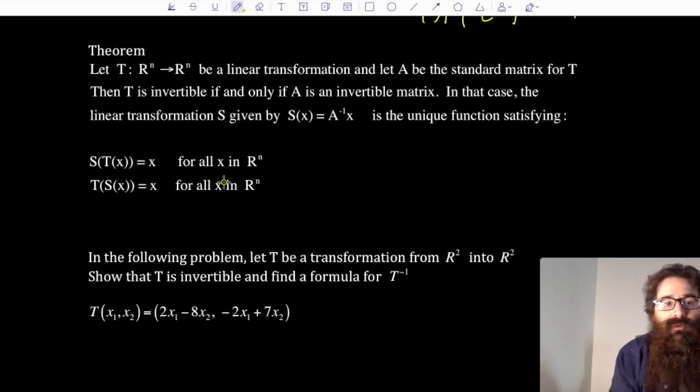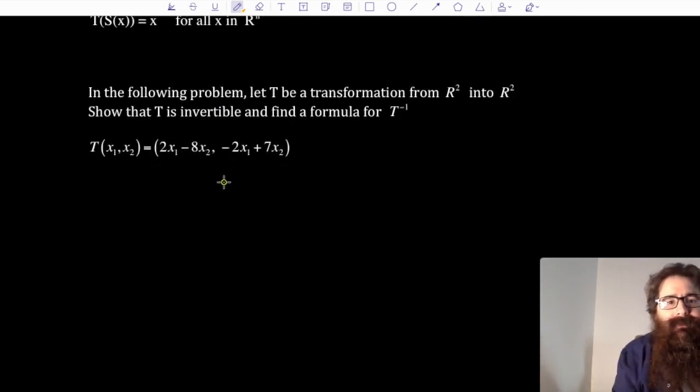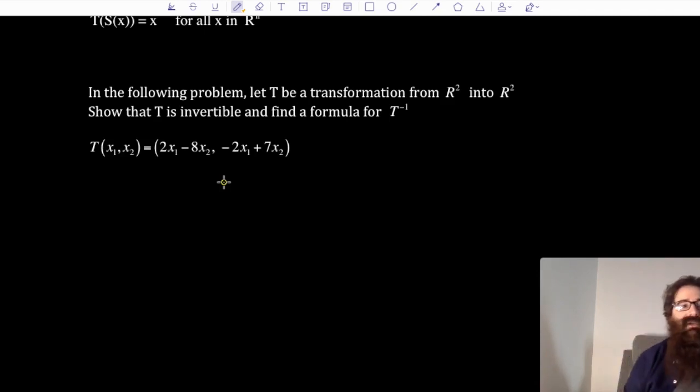And let's see if we can do this for this example. It's not going to be so bad. I think it's going to be maybe a little bit easier than we're even thinking now. So here I want T to be my linear transformation from R2 to R2. I want to show that T is invertible and find a formula for T inverse. Now the first thing that I'm going to do, and this gives me an interesting functional notation, and it's okay to have this functional notation.